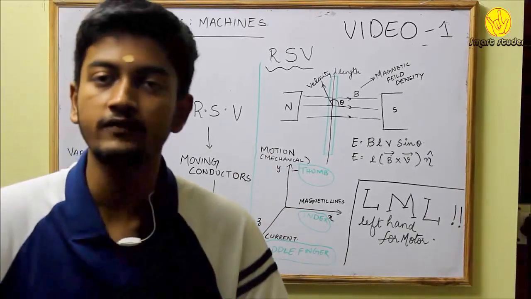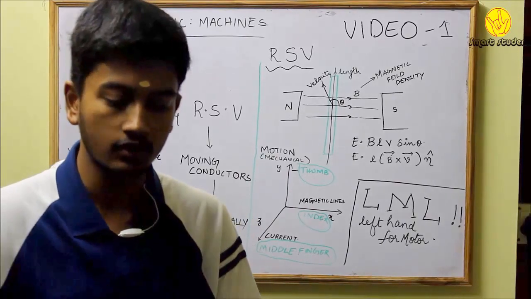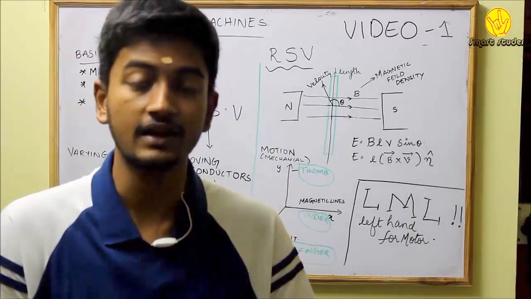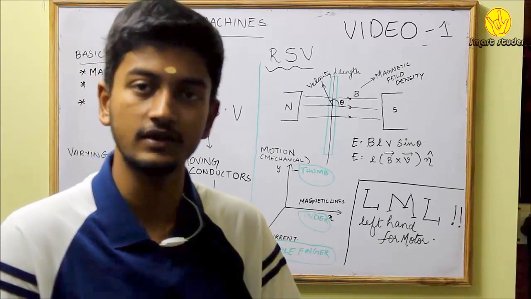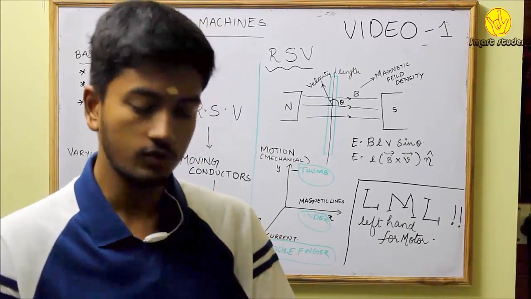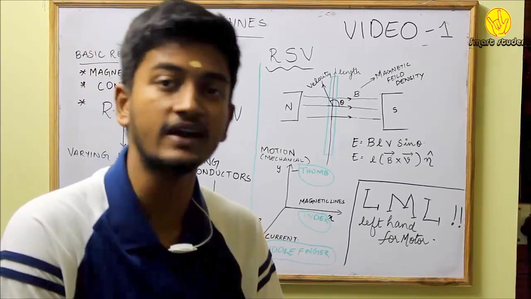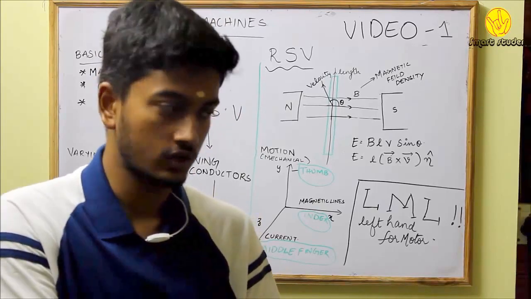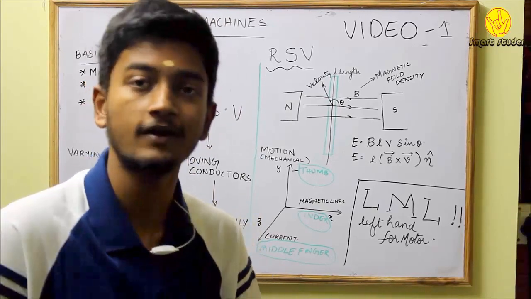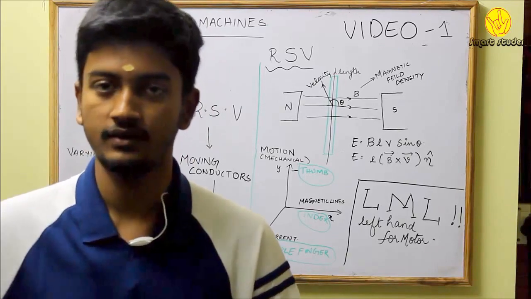So our topic will be machines. From today we'll be dealing with machines. An electrical machine is an apparatus that converts electrical energy into mechanical energy, or utilizes mechanical energy to convert into electrical energy, or it regulates AC voltage.